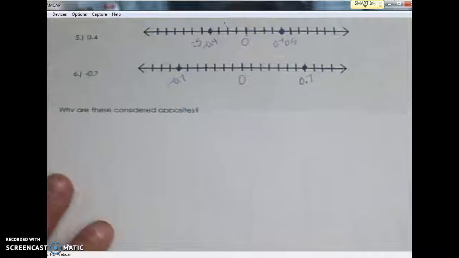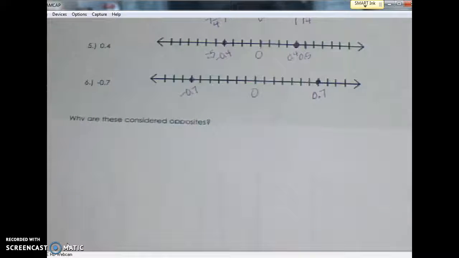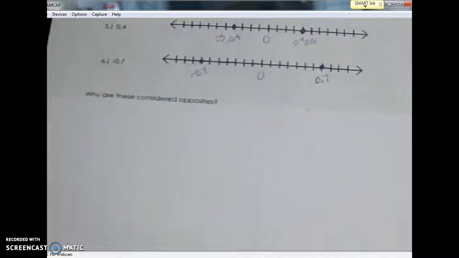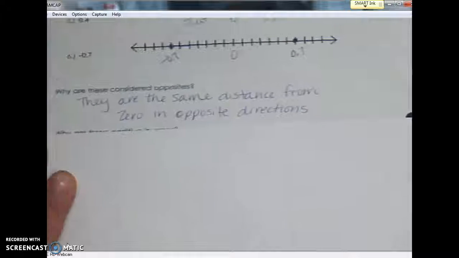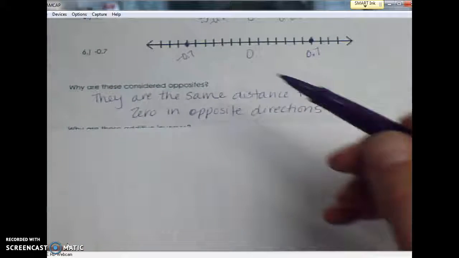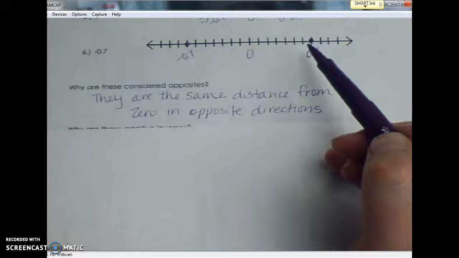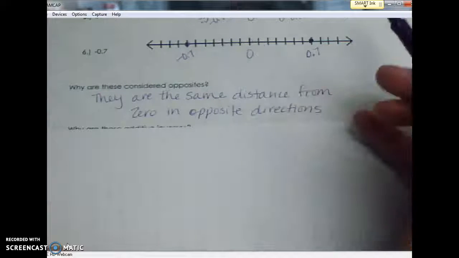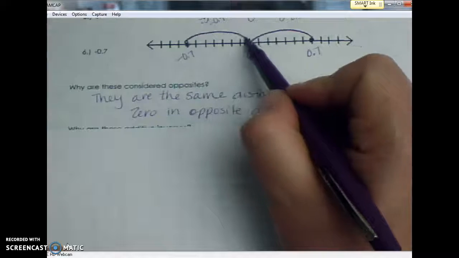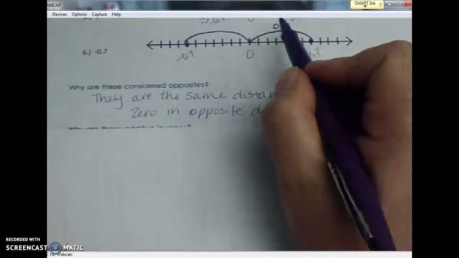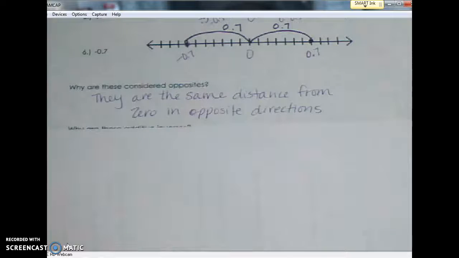Now, why would these be considered opposites? So why in math is a +2 and a -2 considered opposites? Well, that's because they're the same distance from 0 in opposite directions. So if I look at -7 tenths and 7 tenths, they are the exact same distance from 0. They're just in opposite directions. So they are both 7 tenths away from 0.